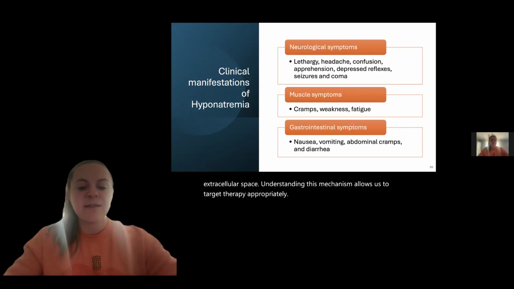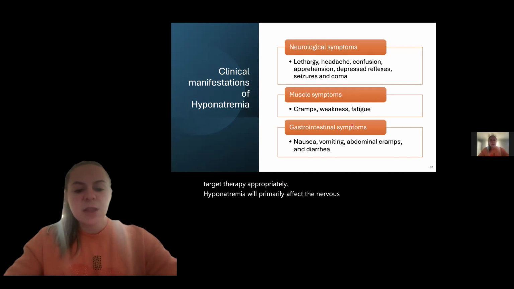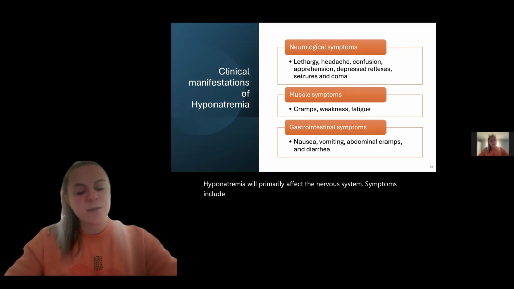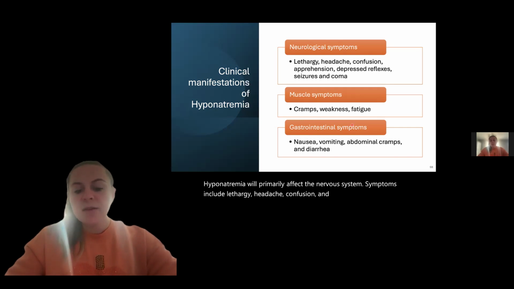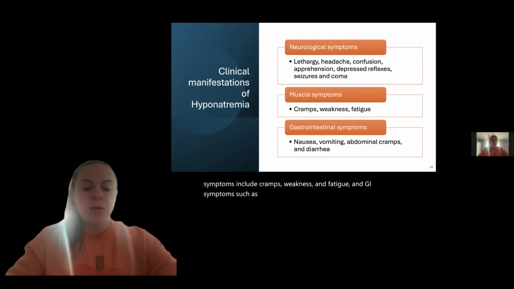Hyponatremia will primarily affect the nervous system. Symptoms include lethargy, headache, confusion, and seizures. Muscle symptoms include cramps, weakness, and fatigue. And GI symptoms such as nausea, vomiting, and abdominal cramps are also common. Severe cases can progress to coma and death. And the underlying problem is cerebral edema caused by excess water entering brain cells.